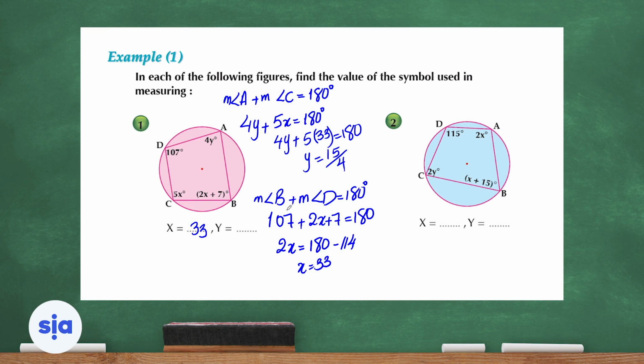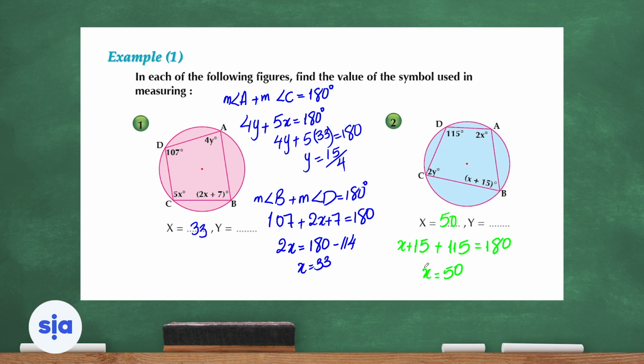Let's move on to question number 2. As you can see here, ABCD is a cyclic quadrilateral. So each two opposite angles are supplementary. Then x plus 15, which is angle B, plus angle D equals 180, then x equals 50.